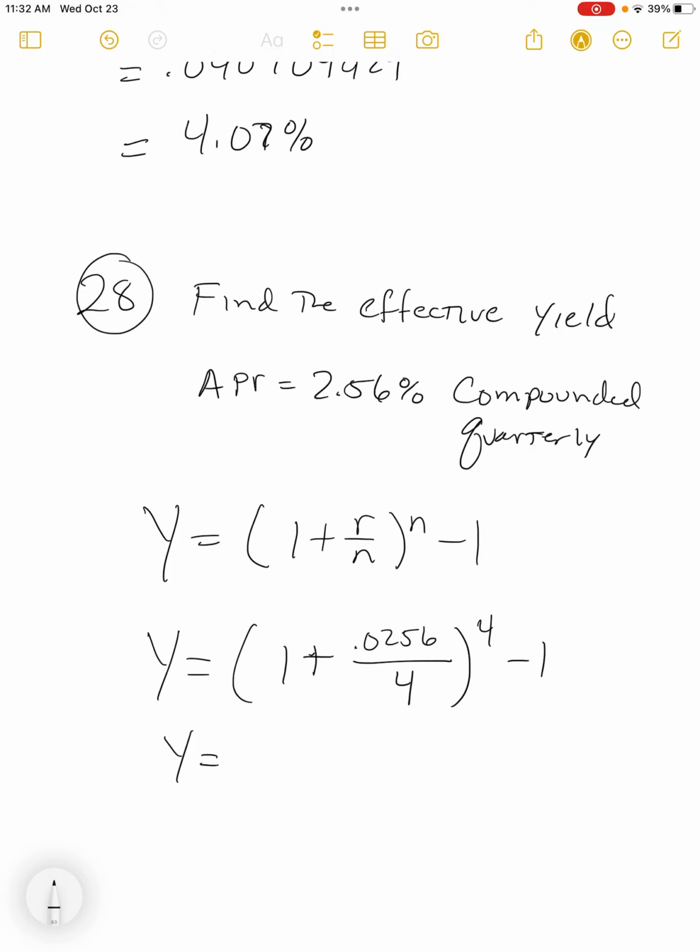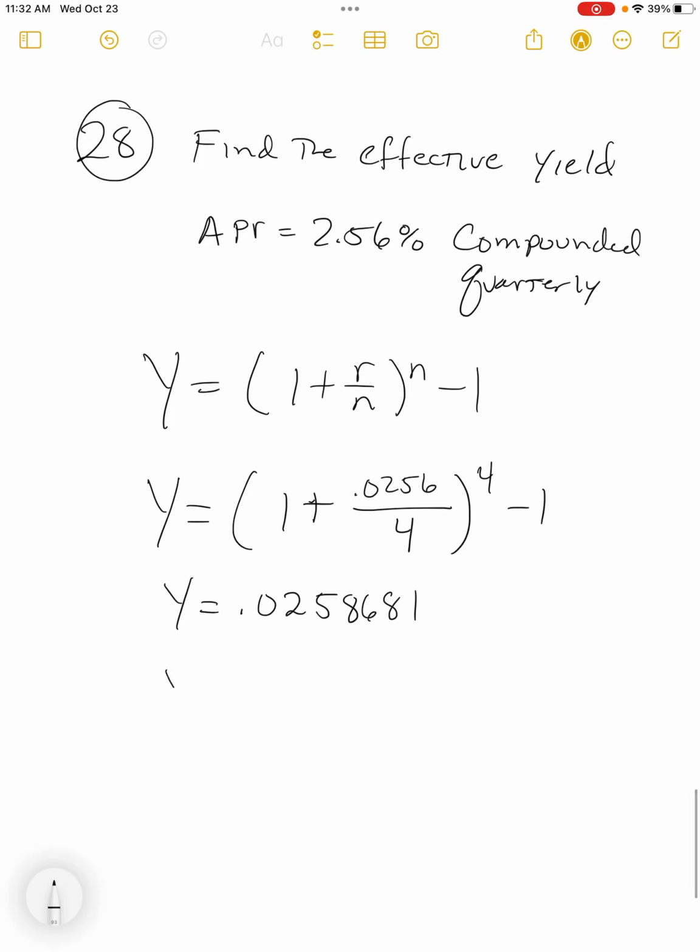And I'm getting 0.0258681. So if I'm looking at this as a percentage, it is 2.59% if I keep the same rounding. So you get a little bit extra yield in there, but that's what we know is happening. The compounding causes our money to grow a little bit more. And this is just giving us a picture of that.